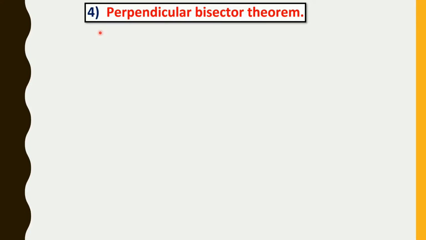Welcome back, dear students. This is part 3 of types of evidence. We are going to continue the second type of evidence, part 4, perpendicular bisector theorem.